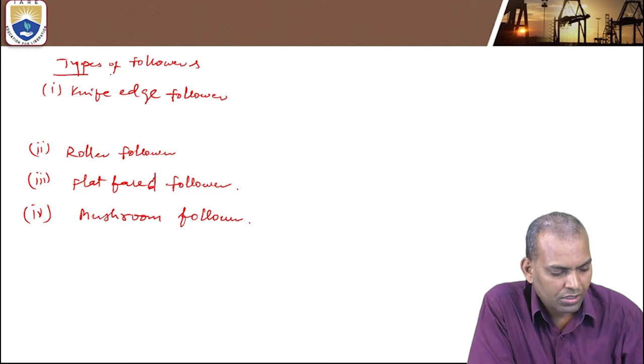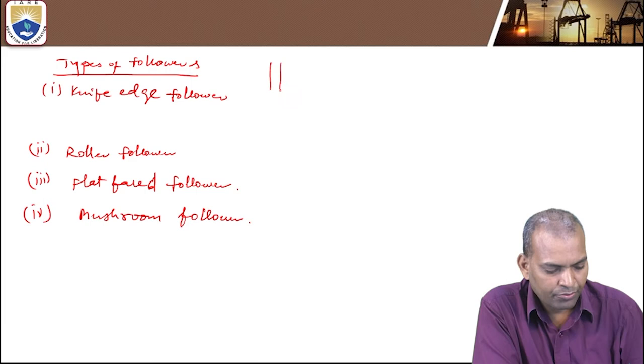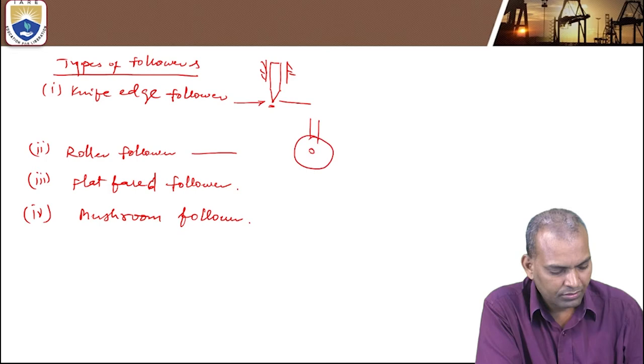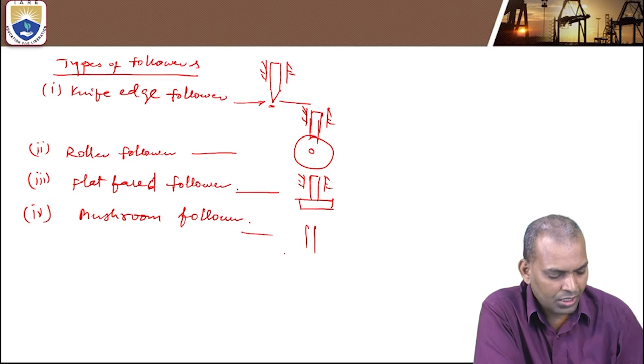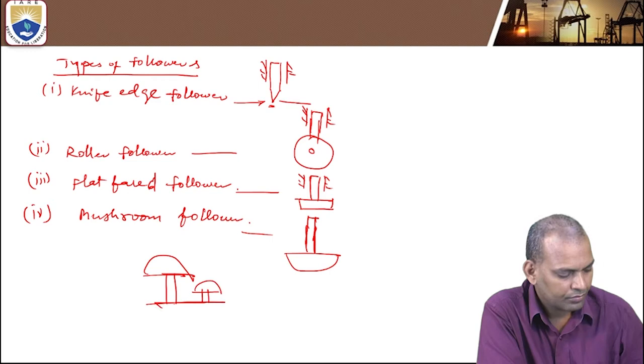These followers are given a name based on the shape at the edge. In the case of the knife edge follower, the shape of the follower is a knife edge. In the case of the roller follower, it is a roller. In the case of the flat faced follower, it is a flat face. In the case of the mushroom follower, it is the shape of a mushroom, like an umbrella. So that is a follower.